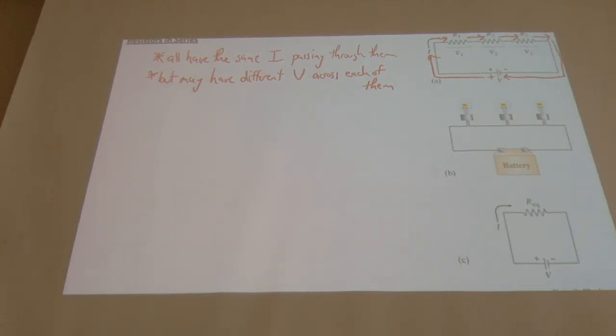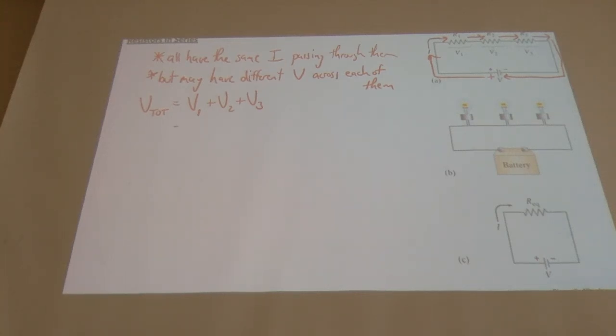So we can do something like this. We can say that the total voltage is equal to the voltage across resistor 1 plus the voltage across resistor 2 plus the voltage across resistor 3. The total is what's being provided by the battery itself, and it has to be equal to the potential differences across each one of them in series added together.